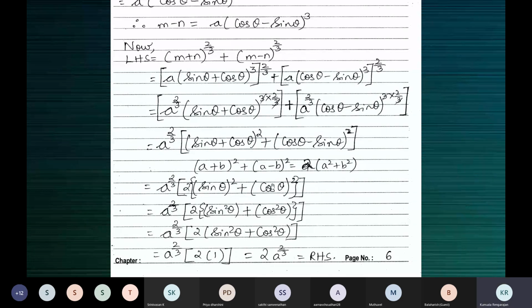So 2 of a square plus b square, which is nothing but 2 into sine square theta plus cos square theta. This 2 is outside. Sine square theta plus cos square theta is 1. 2 into 1 is 2. So 2 into what is outside here, a to the power 2 by 3, is 2a to the power 2 by 3, which is the RHS.